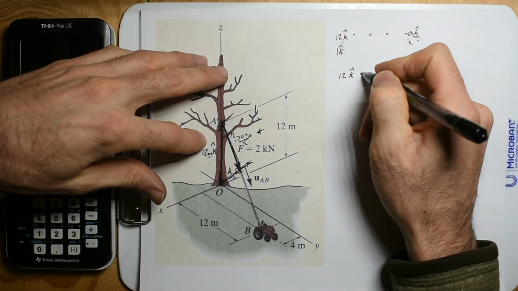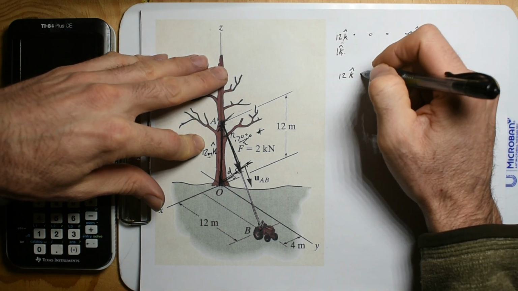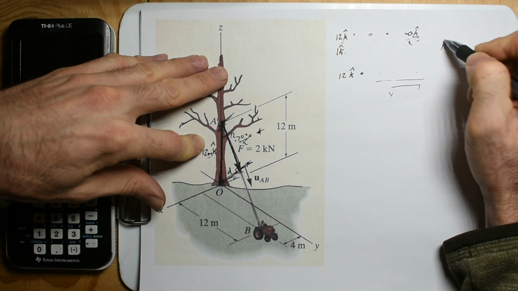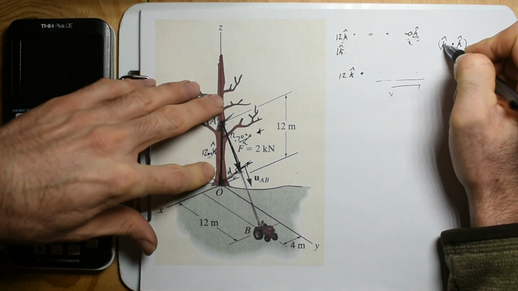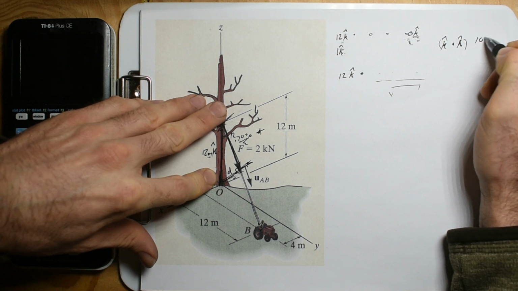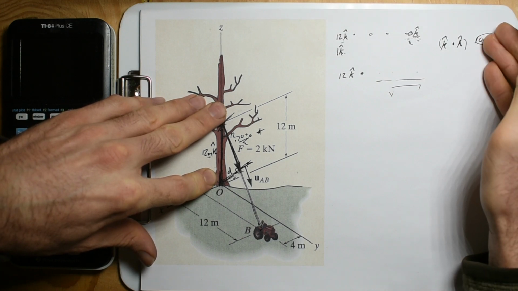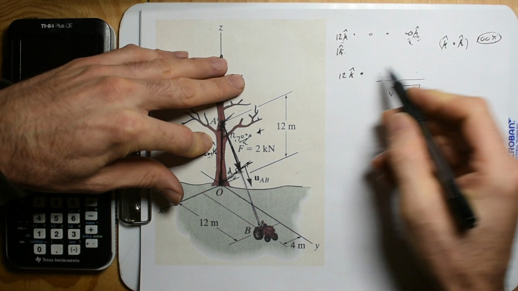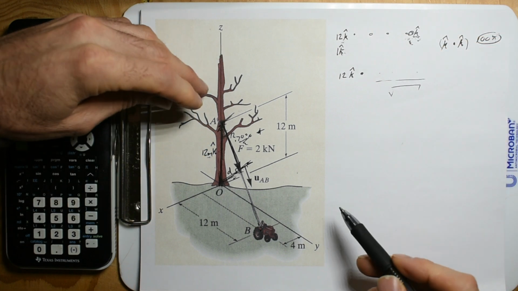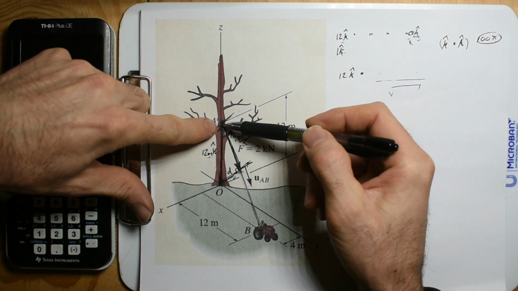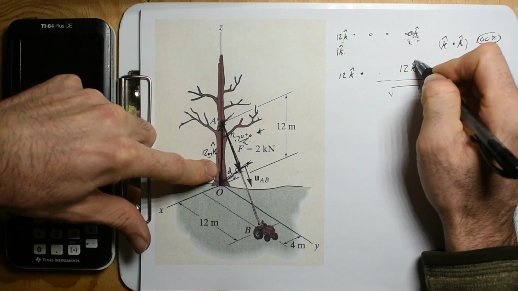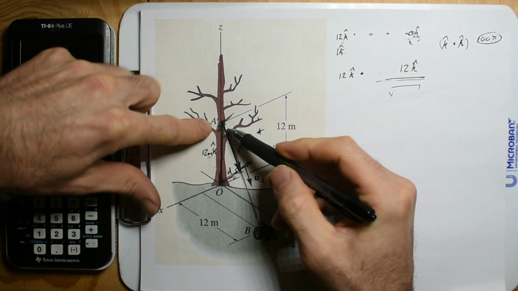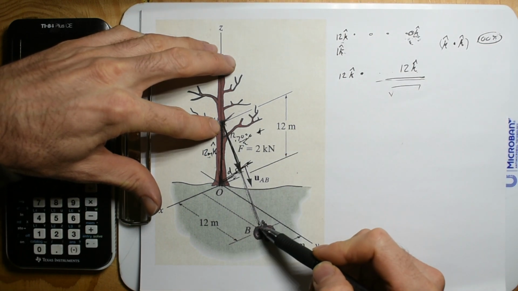But when I do the dot product, all I'm going to be dotting is k dot k. That's the only thing. If you have a vector in the k direction dotted with a vector in the k direction, that's 100%. Cool. So we're going to have 12, in the k direction, this has a component of 12. So I have 12k, but now we're going to divide this distance vector by its magnitude.